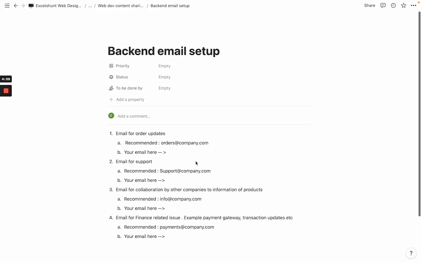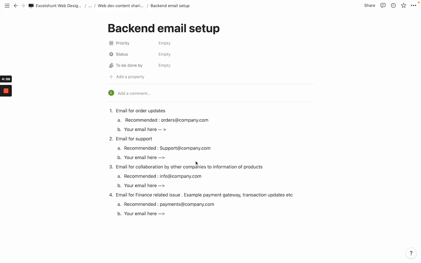Hi, for a perfect website, we need to set up professional emails at the back end of the website. So these are the four types of emails that are generally used in any professional website. The number one email is for order updates.